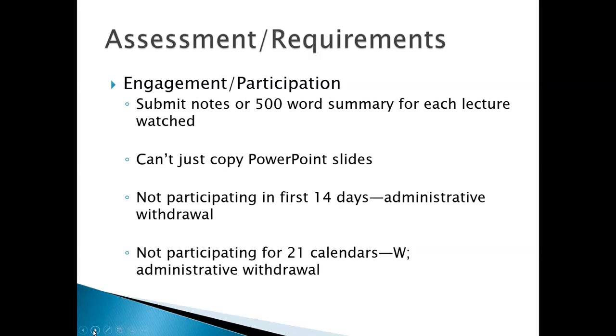But just to give you an idea, if you aren't participating, then you could potentially be removed from the course. So one way to participate is to submit those notes each week. And as I mentioned, it'll also help you prepare for the exams.